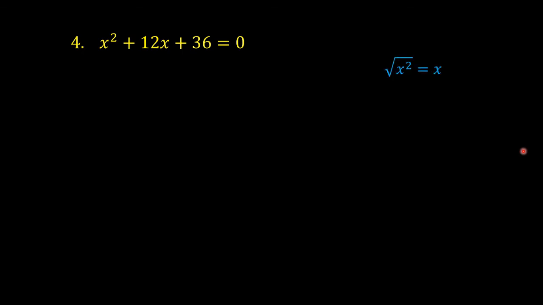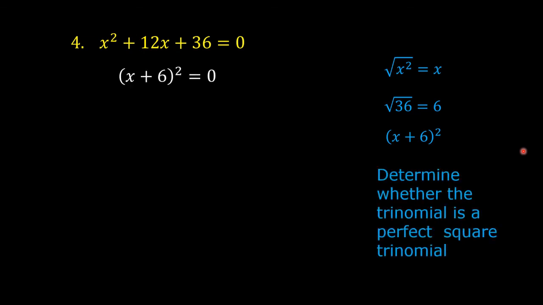The square root of the first term is x. The square root of the third term is 6. So we have (x + 6) squared. Let us determine whether the trinomial is a perfect square trinomial. Square the first term, x times x, x squared. Multiply the first term by the second term and then multiply the product by 2. So 6 times x is 6x, times 2 is 12x.